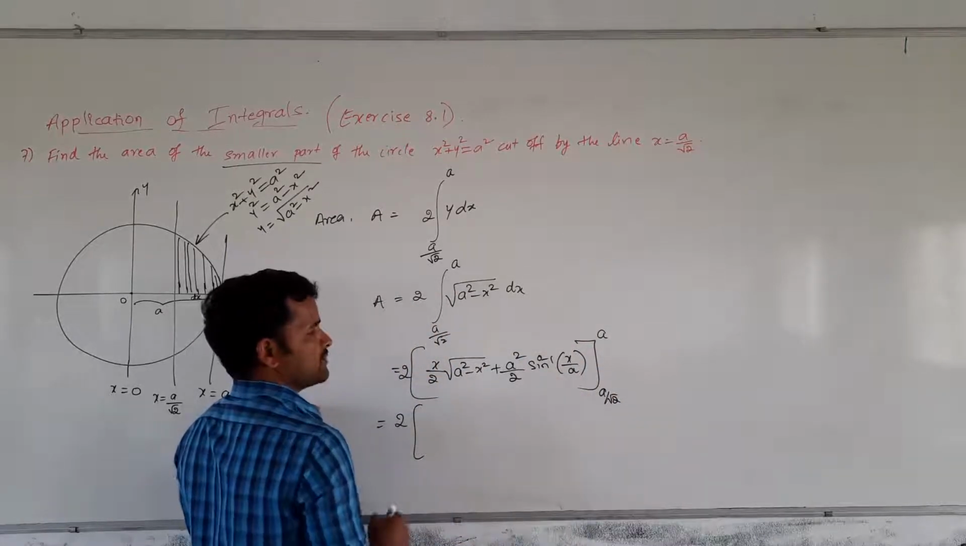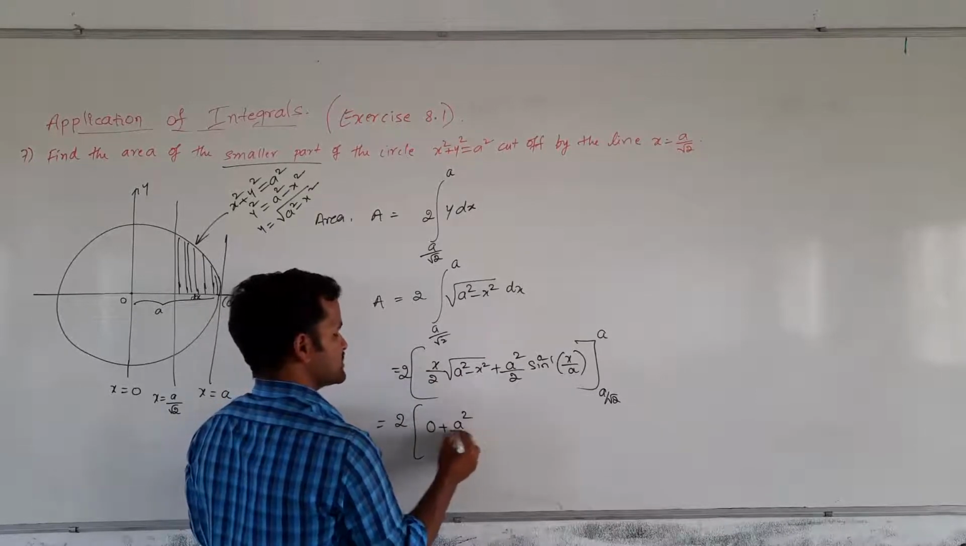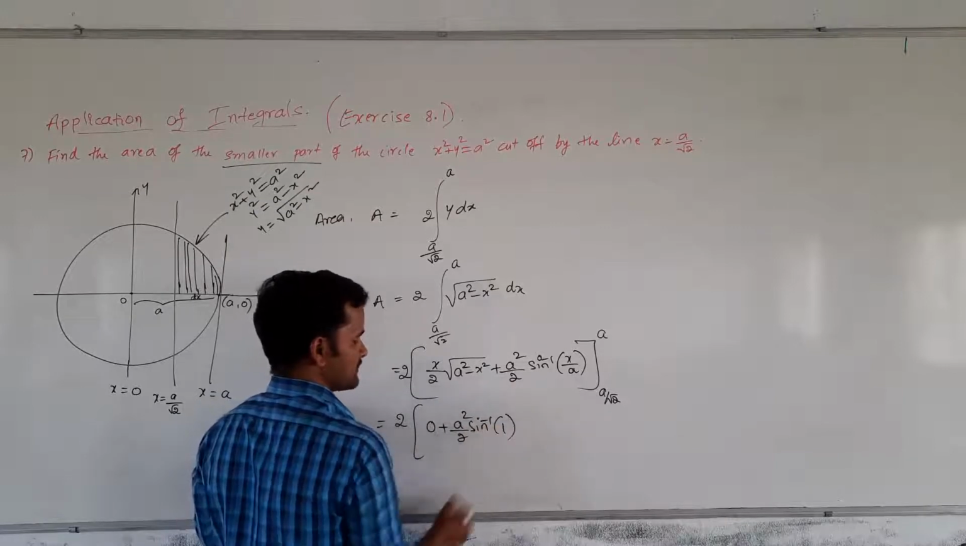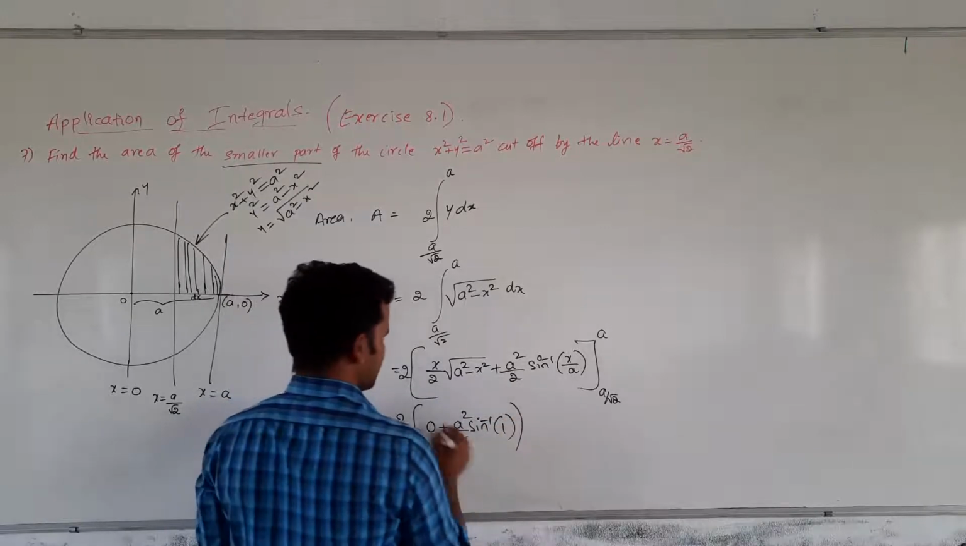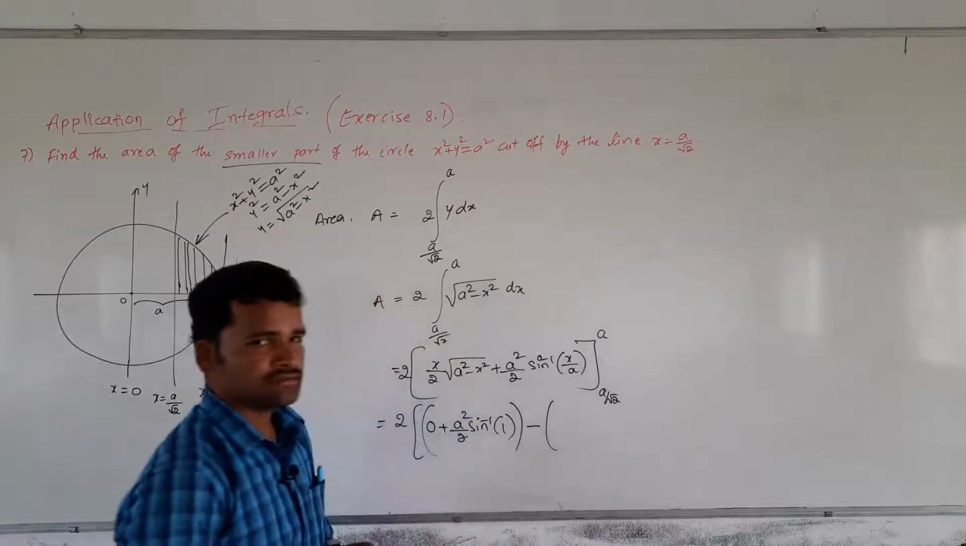Let us substitute the upper limit. a by 2 into square root of a square minus a square, which means 0, plus a square by 2 into sin inverse of a by a, which is 1. Upper limit substitution over. Minus the substitution of the lower limit, that is x is equal to a by root 2.